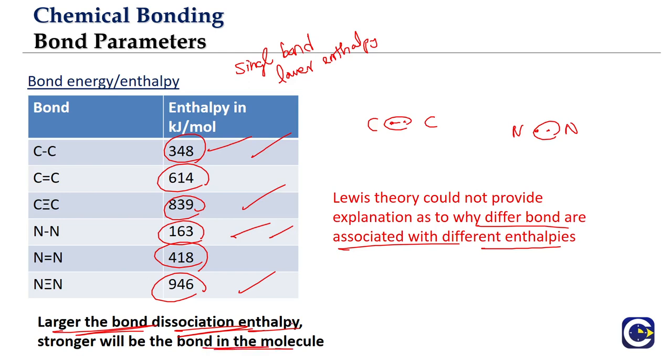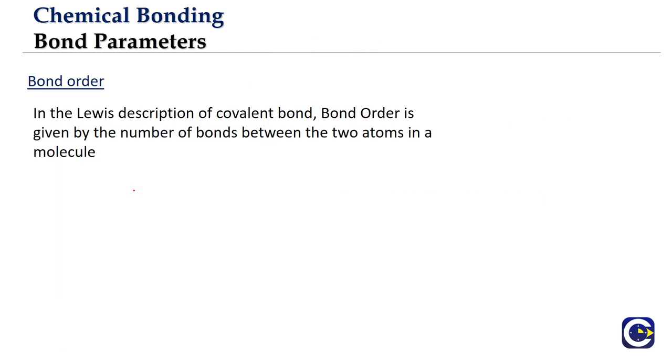So for any bond, as you can see here, for carbon-carbon single, double and triple, the triple bond enthalpy is highest, which means the strength of the triple bond will be highest. It is very difficult to break a triple bond. So this is about the concept of bond enthalpy. Now we'll come to the last of the parameters, which is the bond order. So what is this bond order concept?